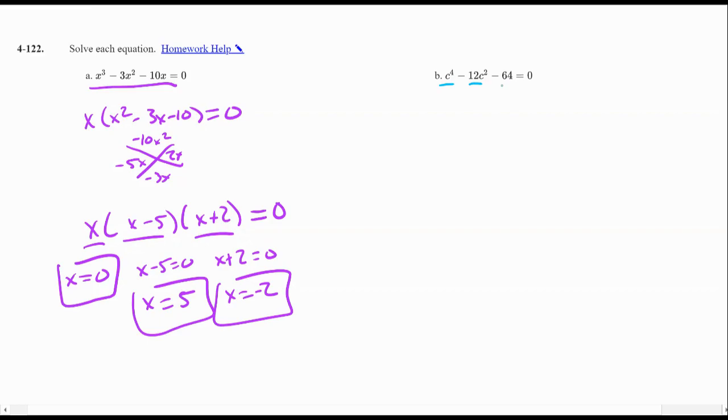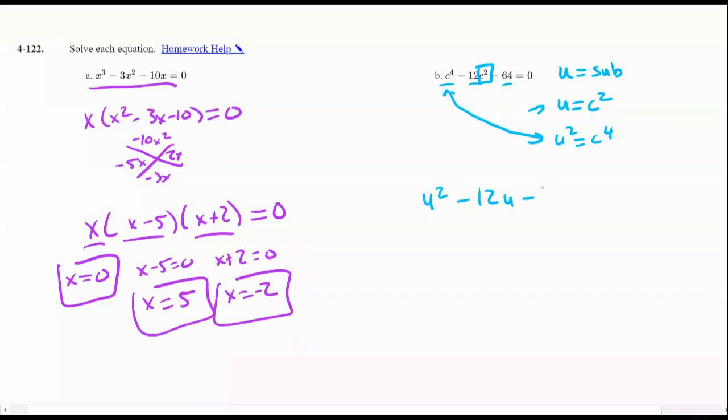Now for this one here, a little bit different. I'm actually going to use u substitution on this one. So I'm going to set u equal to this middle term here, c squared. Because if that's the case, then I know that u squared is the same thing as c to the power of 4, because I could square both of those. So if that's the case, I can replace these things here. So I get u squared minus 12u minus 64 equals 0.